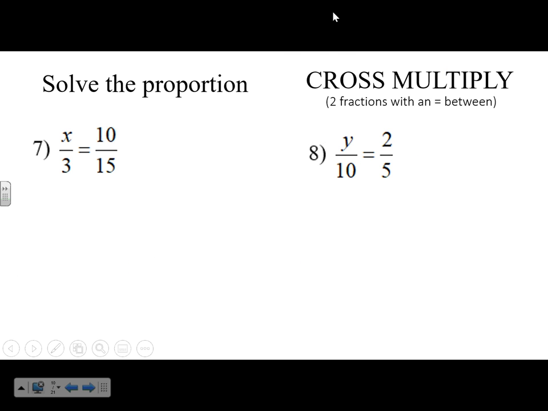So let's start solving some of these proportion problems, and hopefully you guys remember this, but we're doing cross multiplying for this. Remember, cross multiplying, first off, you can only use this if you have 2 fractions with an equal sign in between there.